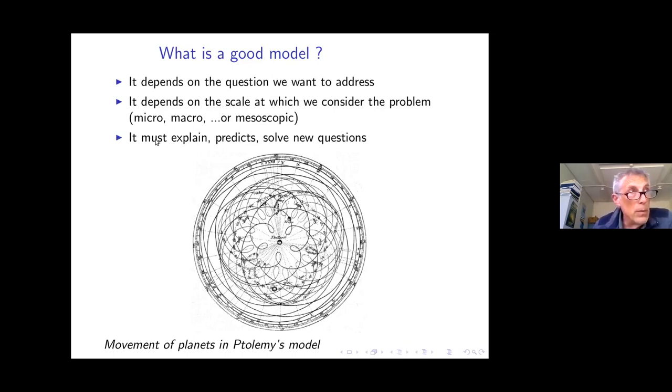We want to use a model to understand better than what we do. It should predict. And it should also be useful to solve new questions beyond what you were trying to solve. As an illustration, I just show you this model from Ptolemy explaining the movement of the planets when you actually put the Earth in the middle. And this is interesting because this model is actually quite accurate and quite predictable. So it can predict a new eclipse, it can predict many things.